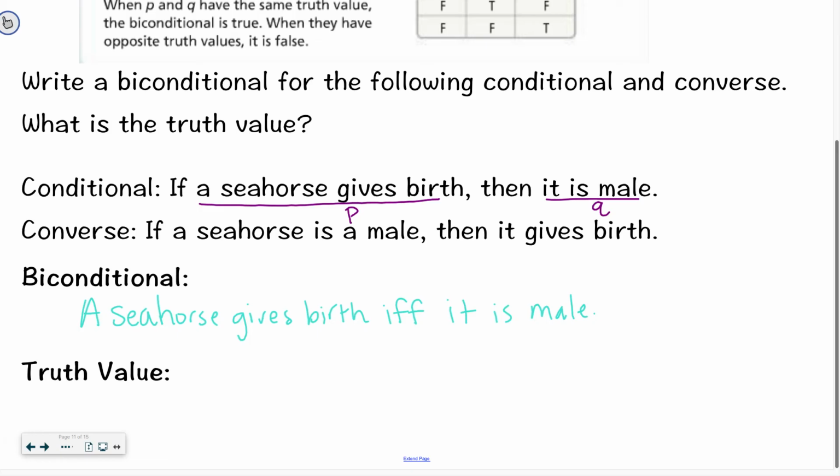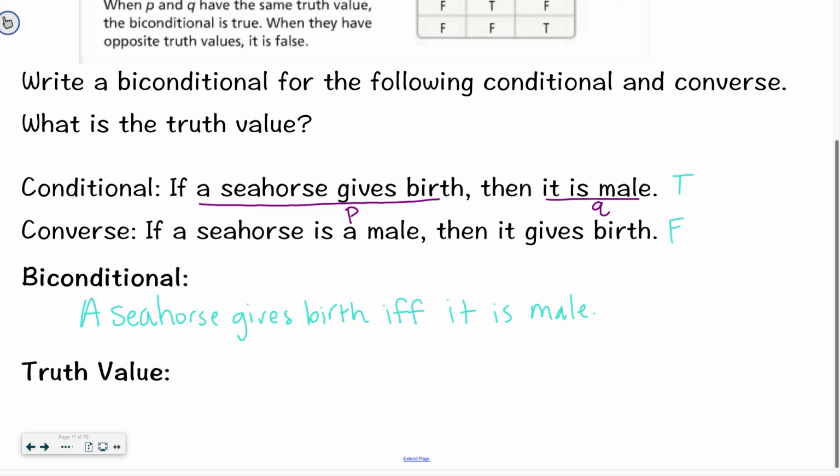Now, in order to figure out the truth value of a biconditional, I need to look at the truth value of the conditional, and I need to look at the truth value of the converse. So let's figure those out quickly. The conditional: if a seahorse gives birth, then it is male. That is true. Male seahorses are the only ones to give birth. Converse: if a seahorse is a male, then it gives birth. That's going to be false because there could be a male seahorse that does not give birth.